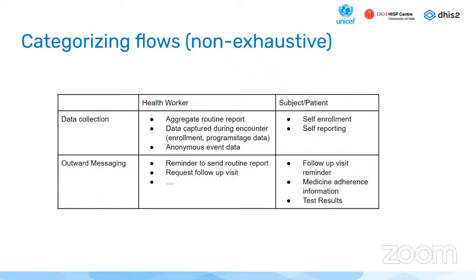The kind of flows that we end up looking at, looking at these different types of cases, can be grouped a little bit. What we did with the routine reporting, essentially the contact is the health worker. And I think you can characterize a whole number of use cases where the contact is the health worker. That has some implications in terms of privacy and security and the types of data as well. Besides aggregate routine reporting, a health worker may also be reporting data captured during an encounter. It could be an enrollment, or it could be what we call program stage data, or even anonymous event data.